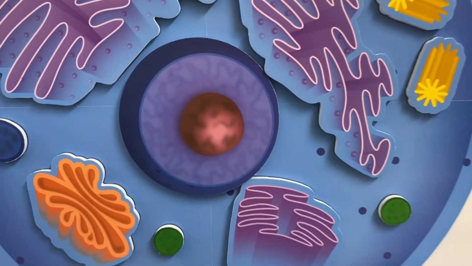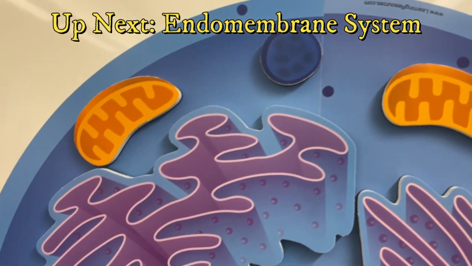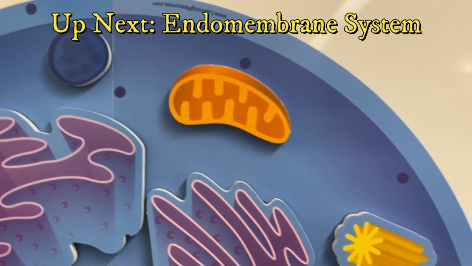Now that we have seen the major structural components of the cell, let's delve into the system of organelles that functions in producing and delivering various products, the endomembrane system.